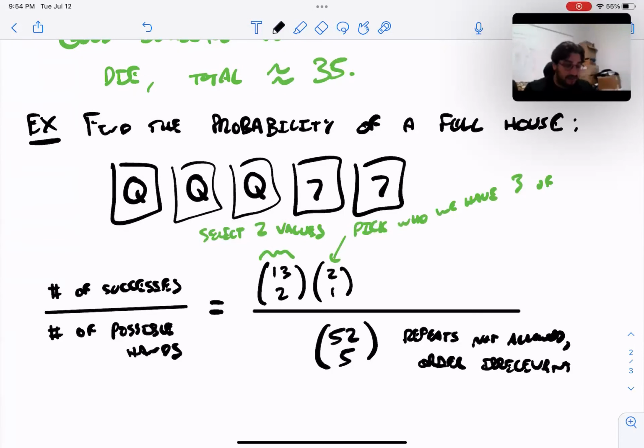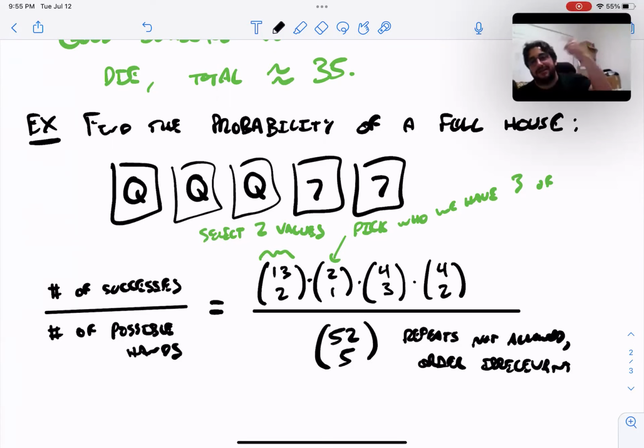Then I need to be aware that there are quite a few different ways the suits can go. There are 4 suits in whatever value you have 3 of, so pick 3 of those 4. There are 4 suits in whatever you have 2 of, so pick 2 of those 4. For example, say we have 2 sevens like we had here. Well, you could have what?